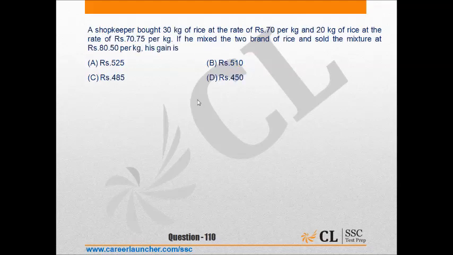A shopkeeper bought 30 kg of rice at the rate of 70 per kg and 20 kg of rice at the rate of 70.75 per kg. If he mixed the two brands of rice and sold the mixture at rupees 80.50 per kg, his gain is. First of all, we have to find out the average price. The average price of the entire thing. The average price lies between 70 and 70.75.